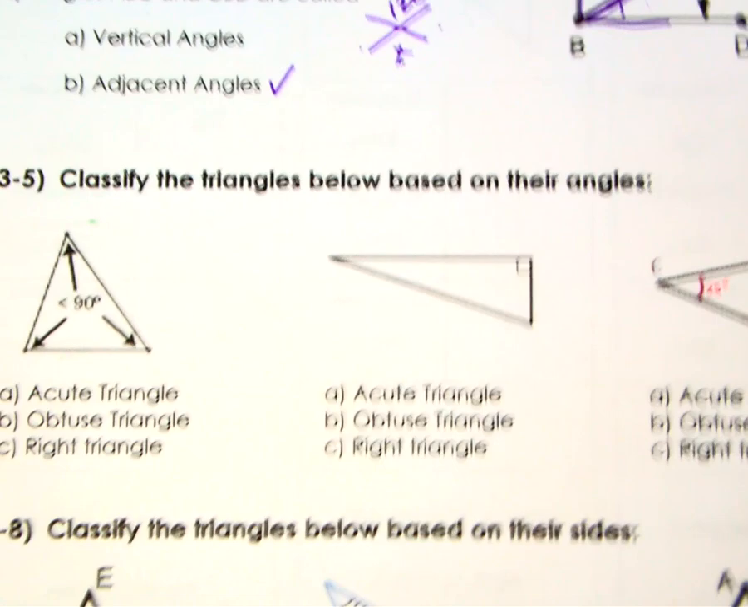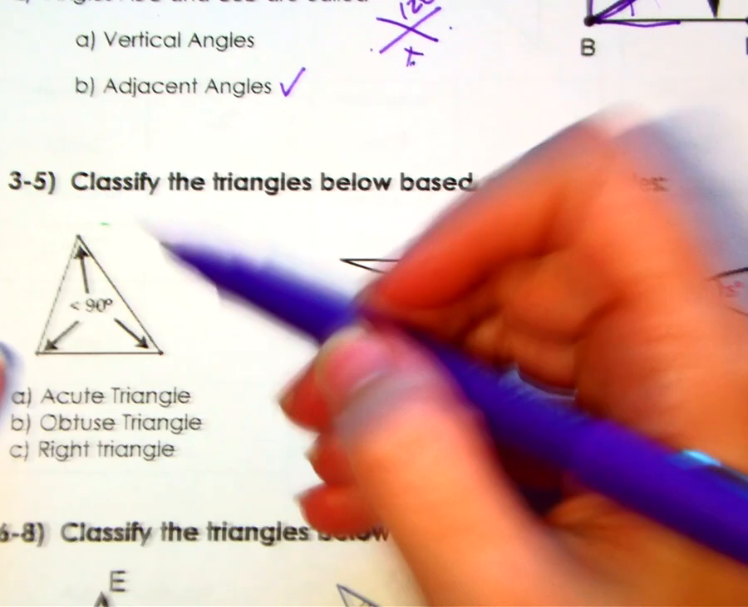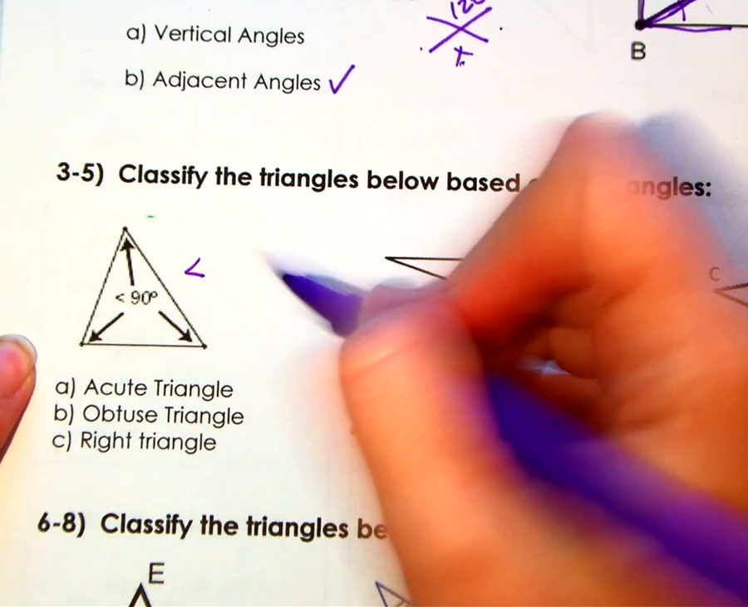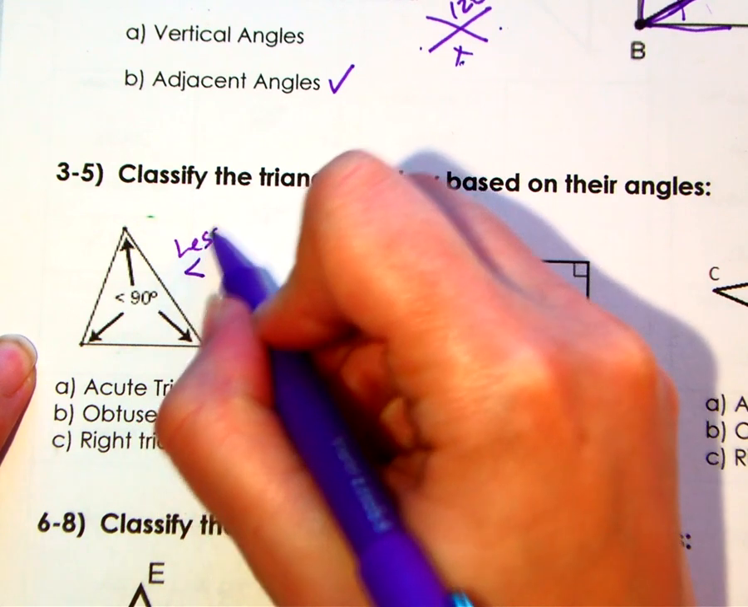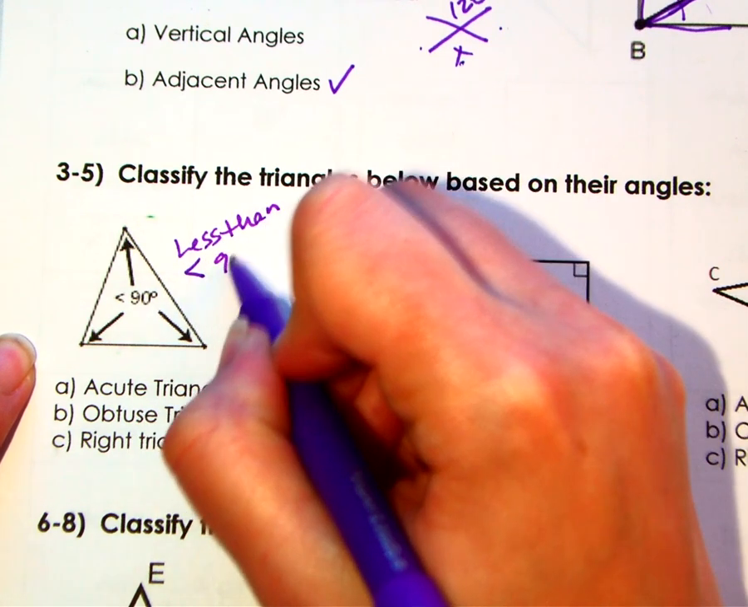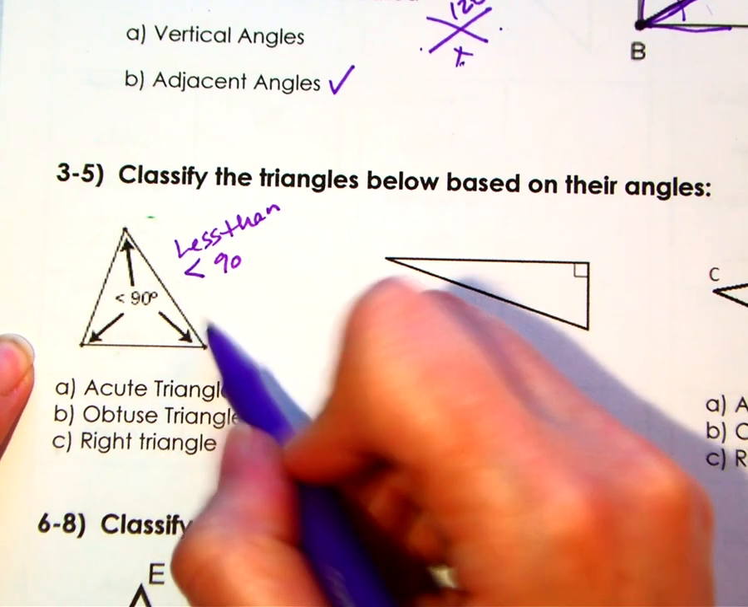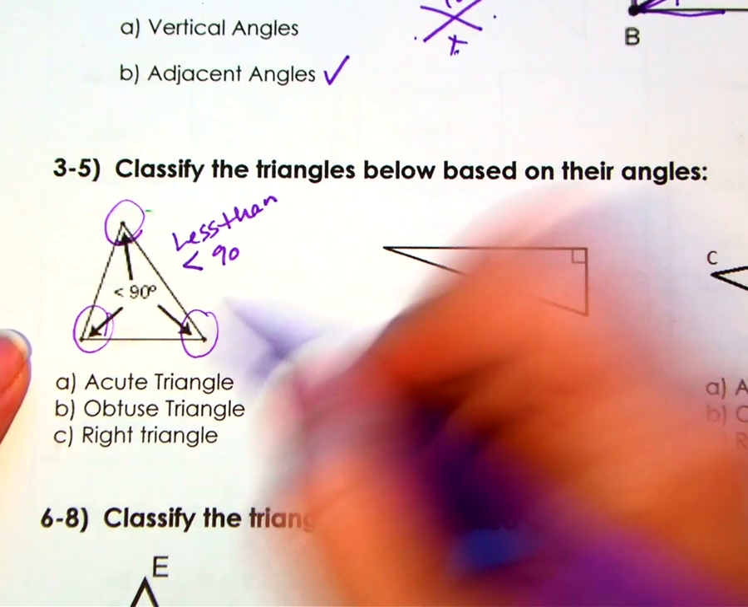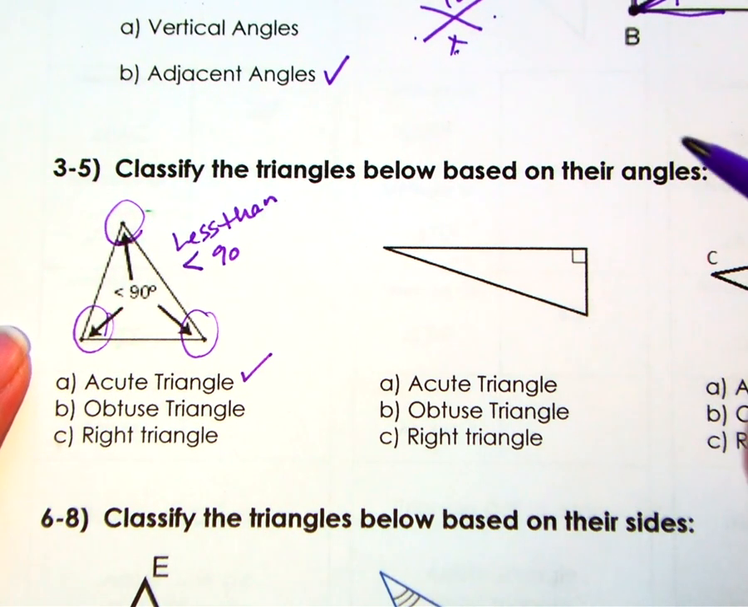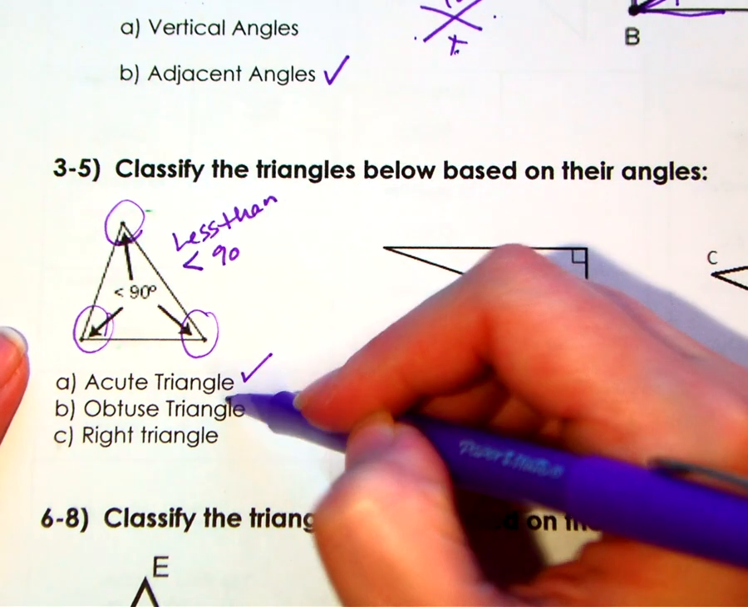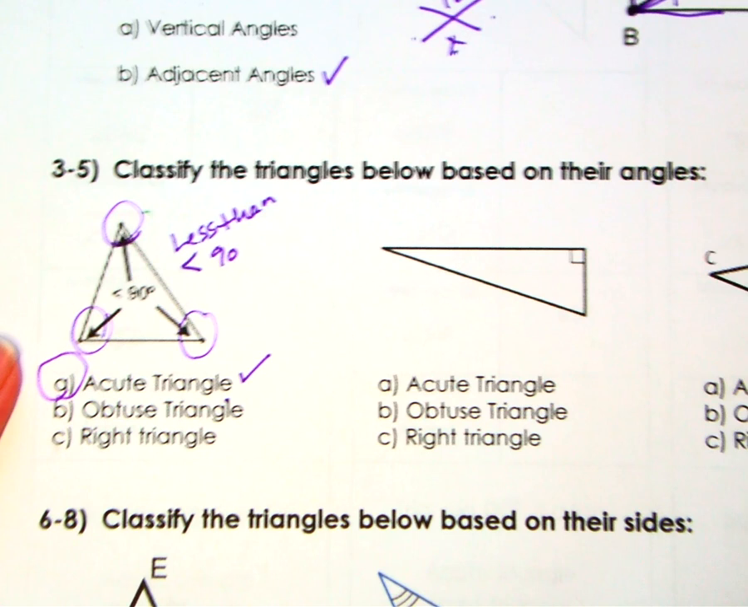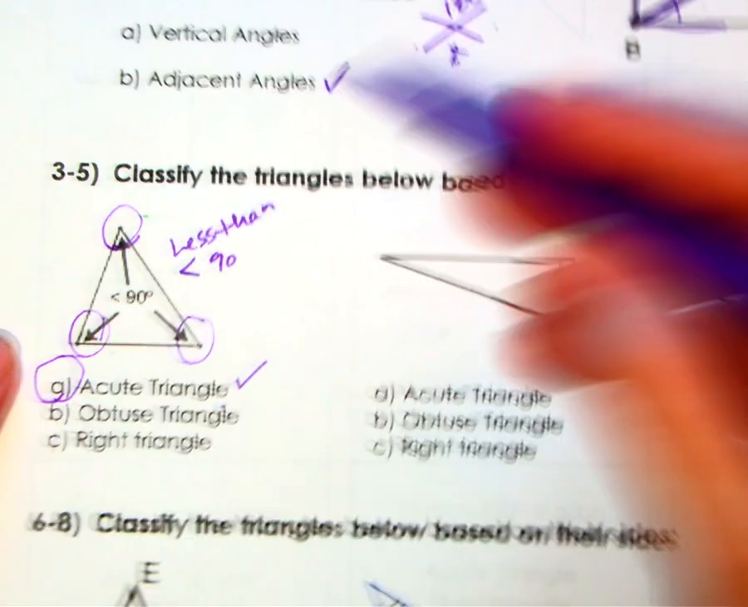Now the next little section was classifying the triangles by their angles. So here, remember we talked about inequalities. That symbol means less than. Less than 90 degrees. That means every single one of these angles is smaller than 90. If every one of them is smaller than 90, that means that they're acute angles. And in order to be an acute triangle, they all have to be acute. So the first one, it's an acute triangle because all 3 angles are acute.